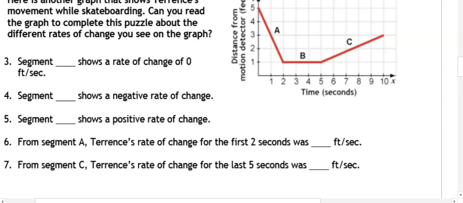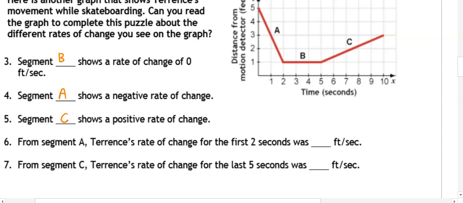So in number 3, segment blank shows a rate of 0. Remember, a rate of 0 is a horizontal line, so that's going to be segment B. Segment blank shows a negative rate, so that means the line is going to be going downhill, so that's A. And segment blank shows a positive rate of change, so that means it's a line going uphill, so that would be C.